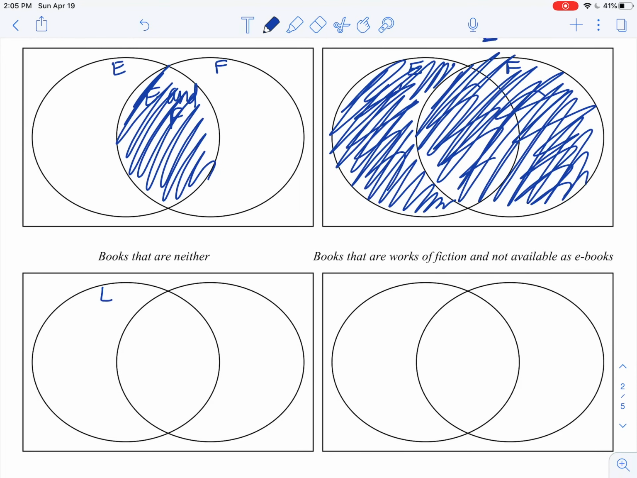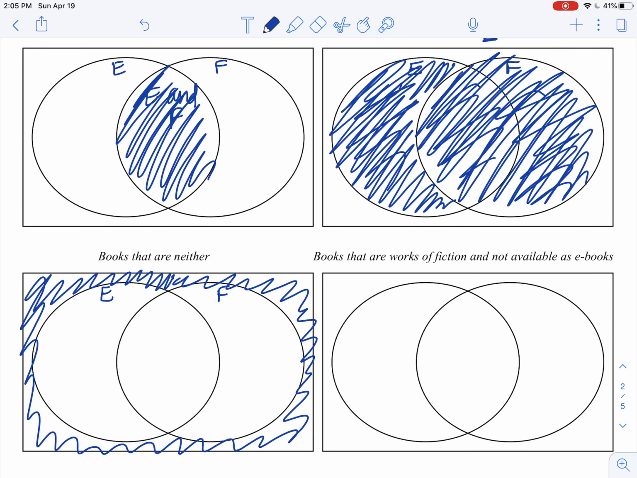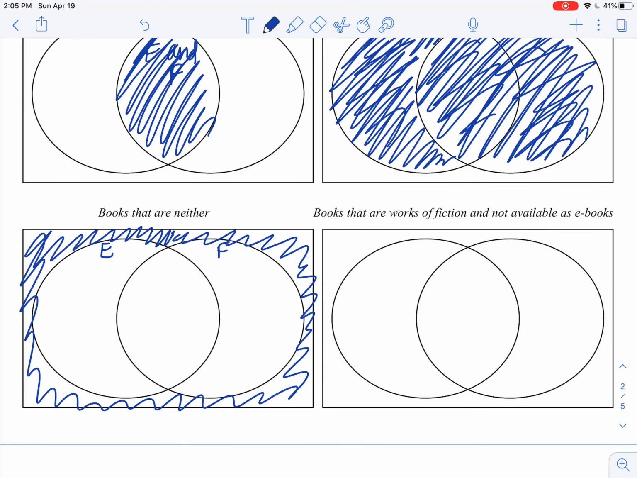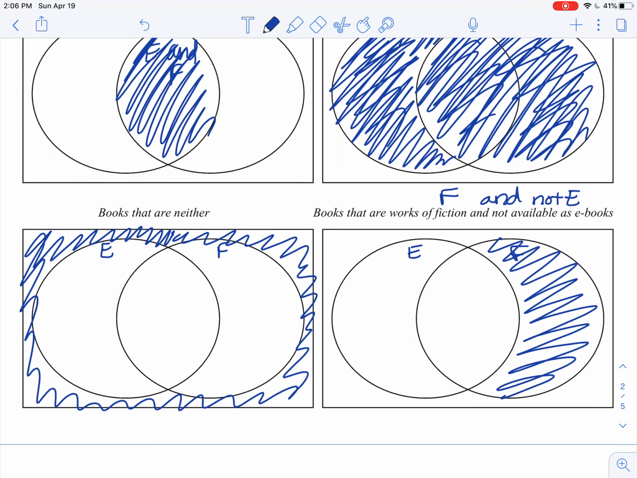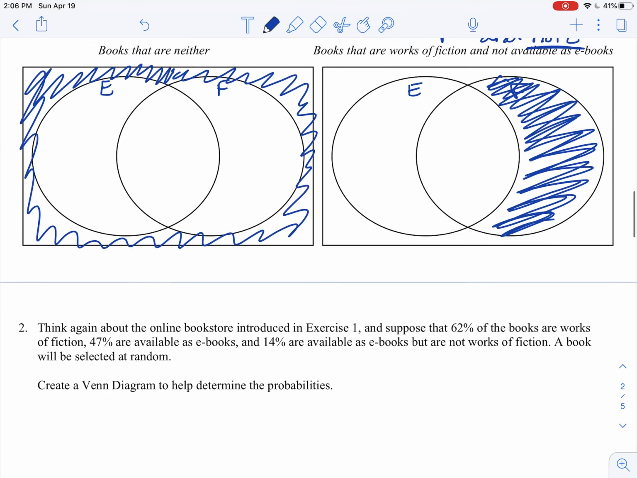Books that are neither, books that are not ebooks and not works of fiction, that's basically everything on the outside. Everything that's not in E and not in F. Next, books that are works of fiction and not available as ebooks. Definitely works of fiction, so I'm going to end up coloring what is F. But I can't have any of the fictional books also overlap with the ebooks, so actually it's just going to be this section right here. Because it's specifically not ebooks, I can't count that middle space, since that would have counted as an ebook.